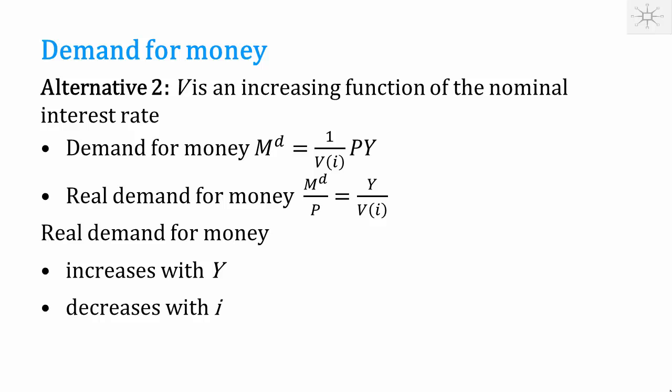And if you express it in real terms, you could say that the real demand for money increases with the level of income and decreases with the interest rate. This will play a role, especially when we come to the short run and look at how money and interest are related in the short run and short-run monetary policy.